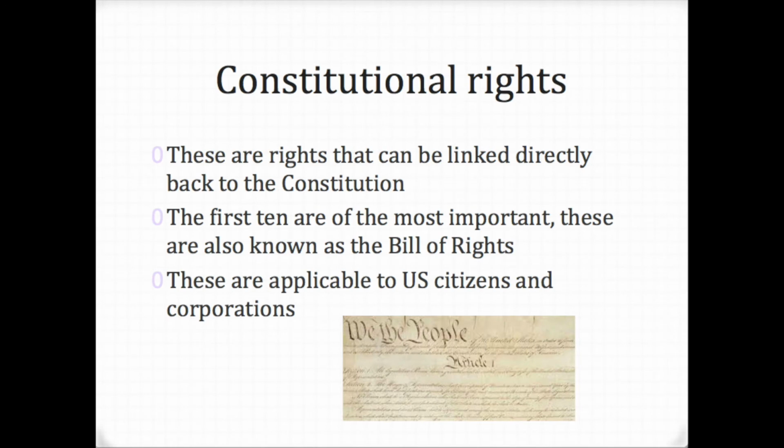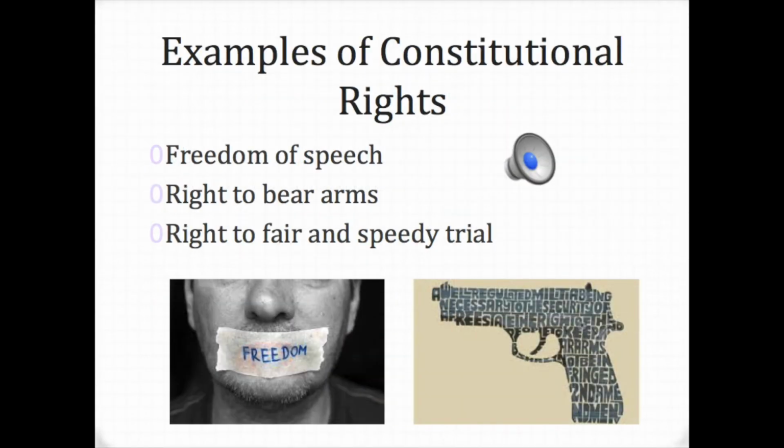Before we delve any deeper into how constitutional rights play into disasters, it is important to know what constitutional rights are, as well as what qualifies as a disaster. Obviously, constitutional rights are those that can be linked directly back to the Constitution. The first 10 amendments are of the most important. These rights are also known as the Bill of Rights. These rights apply to every U.S. citizen and every U.S. corporation. Some examples of constitutional rights can be the freedom of speech, the right to bear arms, and the right to a fair and speedy trial.